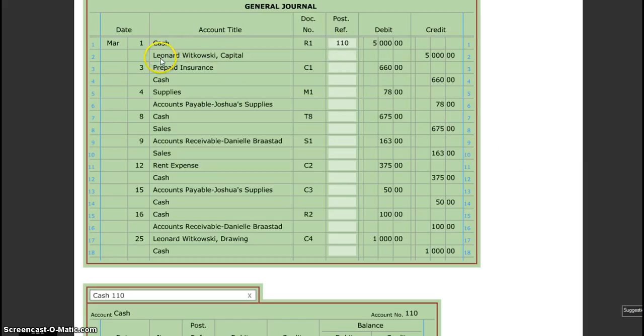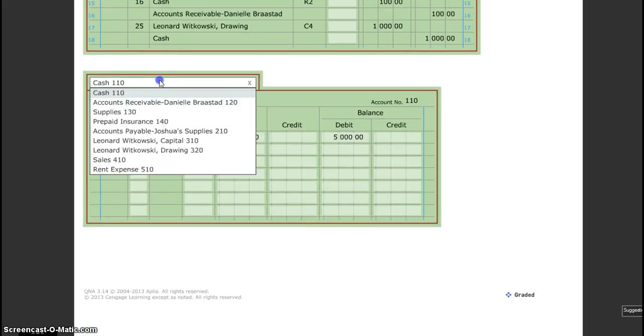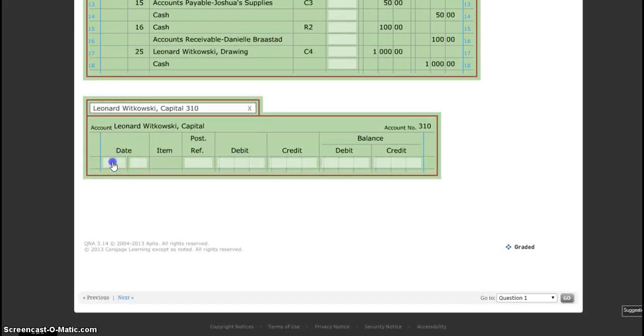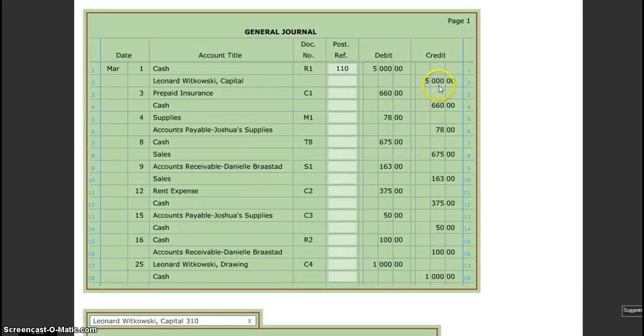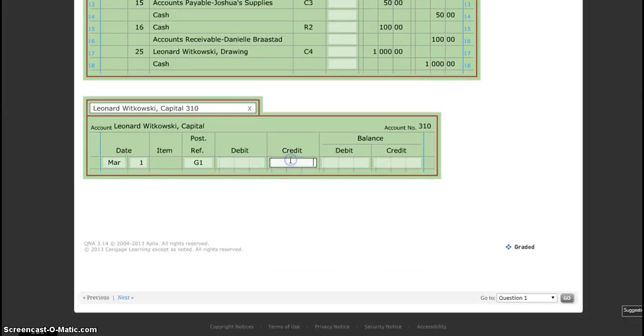The next one we go straight down in order. We're still on March 1st with this one, Leonard Witkowski Capital, credit for $5,000. So we go down here and we open up the capital. We place in the date, again, March 1st. Post reference is still G1. This time it is a credit for $5,000. So we place that in the credit column and we carry over the credit balance. And that looks like it's going to be the only transaction we have for Leonard Witkowski Capital.